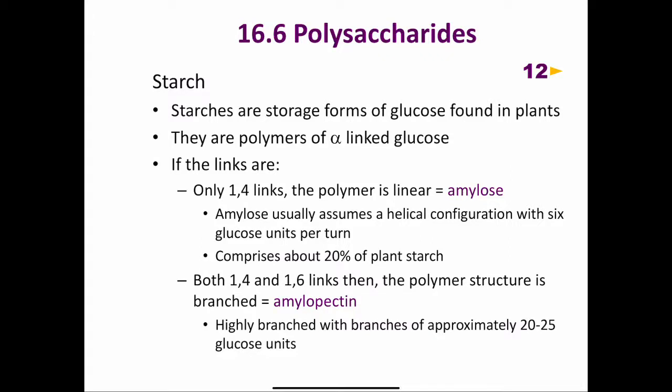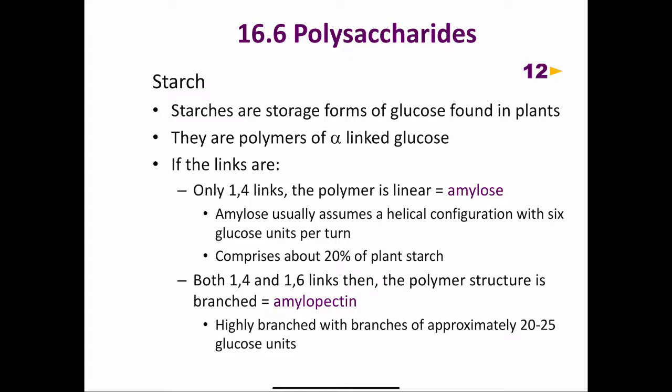Section 16.6 deals with polysaccharides. When we take many monosaccharides and link them together, we get what are called polysaccharides. First we're going to look at the type of polysaccharides that we find in plants, namely starch.